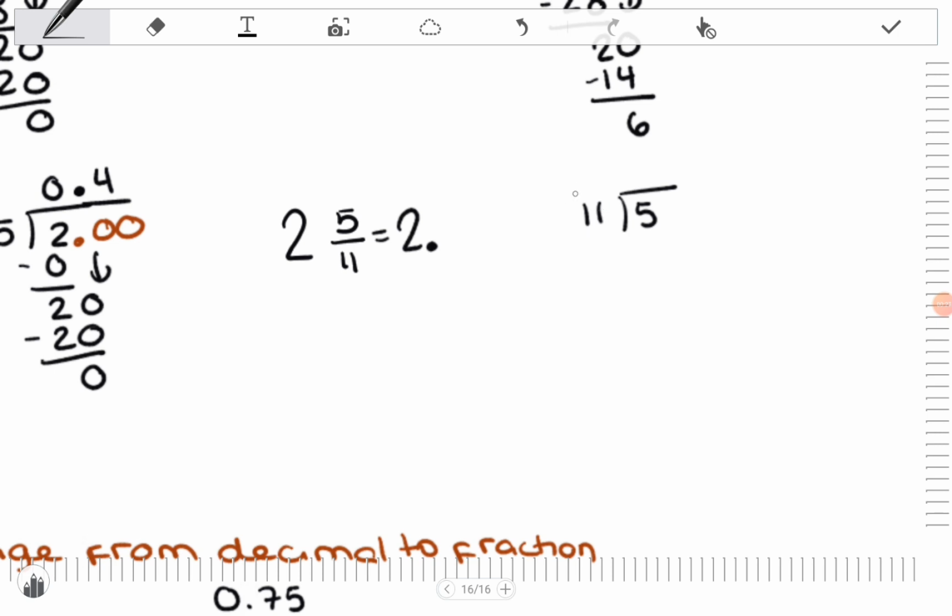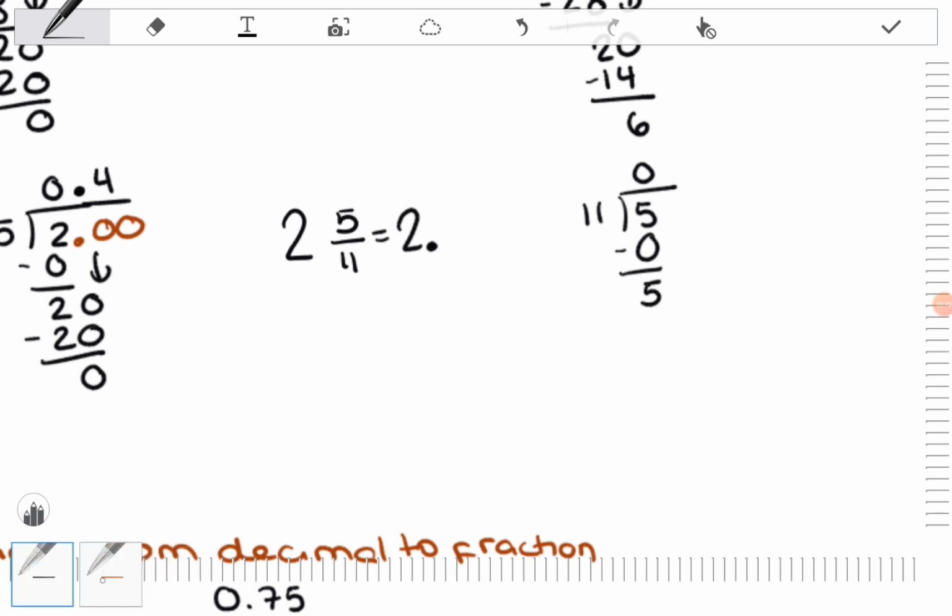How many times does the 11 fit in the 5? Or 11 times what is 5? Nothing, right? Because 5 is less. So it's going to be times 0. 0 times 11, yeah, it's going to be 0, and we subtract. It's going to be 5.